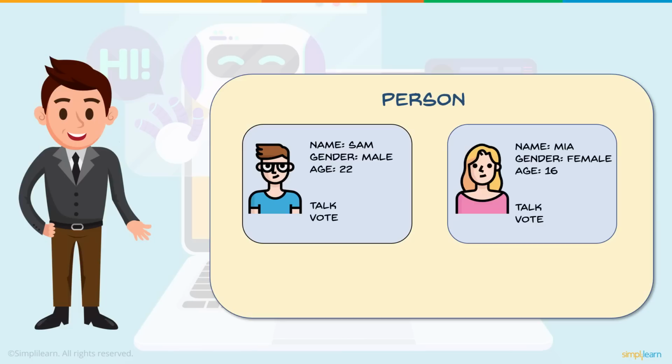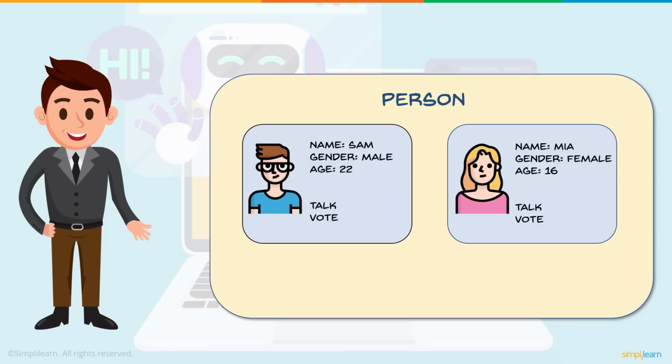It's the value of the features. Our features, name, gender, age, in either case have a different value. For example, our first object has the name Sam, our second object has the name Mia. Gender is male, and for our second object, gender is female. Age is also a different value for both our objects. They could have the same value for some features, but if all of them had the same value, that wouldn't make sense. It wouldn't make them two separate objects.